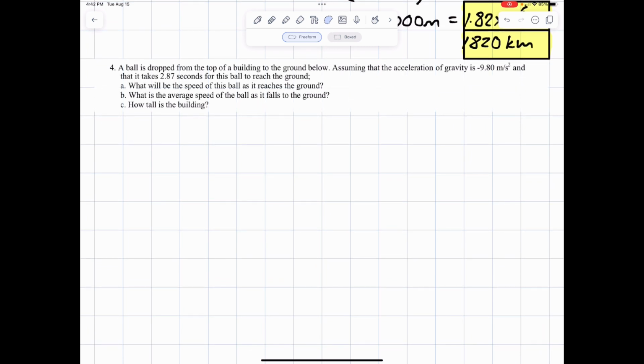Number 4. A ball is dropped from the top of a building to the ground below. Assuming that the acceleration due to gravity is negative 9.8 meters per second squared, and that it takes 2.87 seconds for this ball to reach the ground. Part A, what will be the speed of this ball as it reaches the ground? Part B, what is the average speed of the ball as it falls to the ground? Part C, how tall is the building?